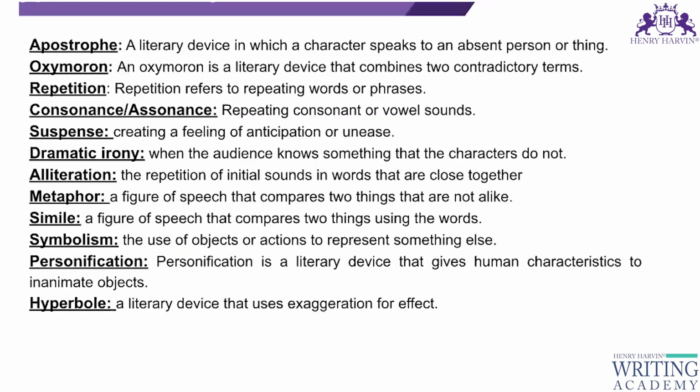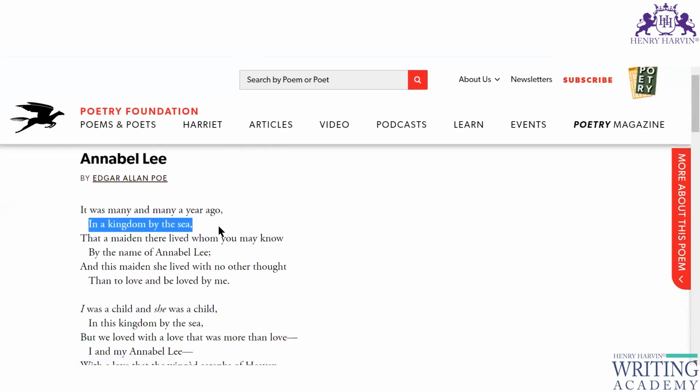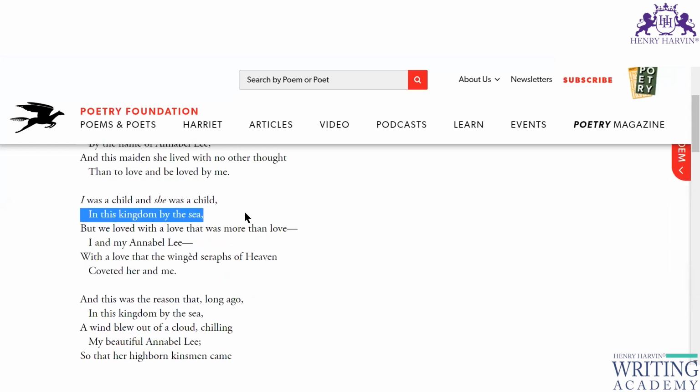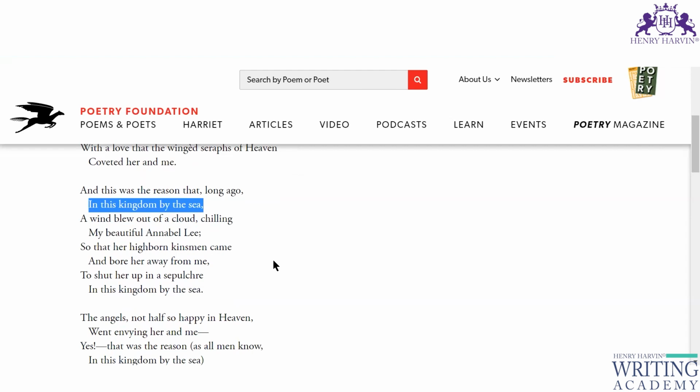Repetition is there. So repetition is in a kingdom by the sea. In this kingdom by the sea. In this kingdom by the sea. Again and again, the poet is trying to repeat the sentence, stressing on it, telling where the kingdom is. It is by the sea, so that the audience can imagine.